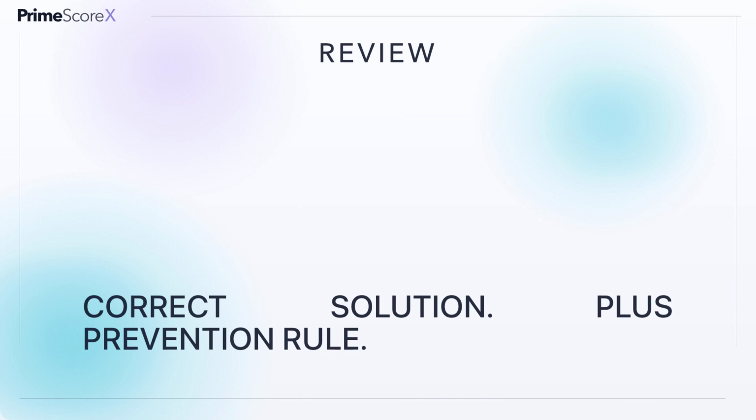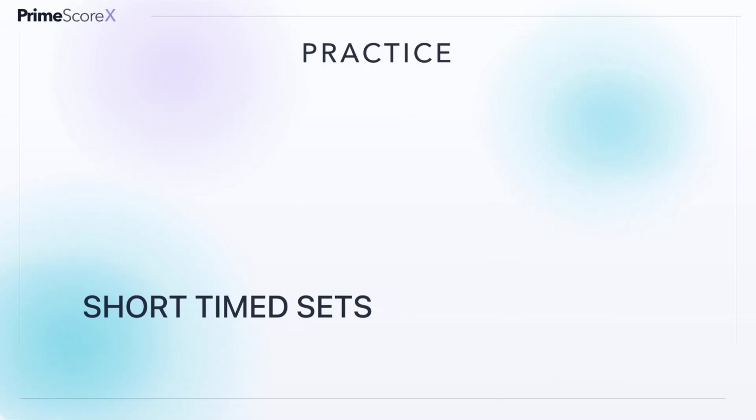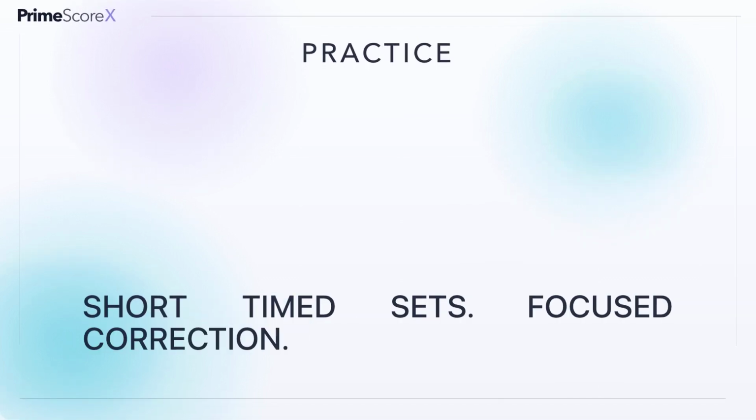After each missed question, write 2 things. First, write the correct solution path in a clean line. Second, write one prevention rule. For example, convert units before solving. Underline the final target. Keep negative signs visible, or estimate before using the calculator. This turns a mistake into a practical strategy.